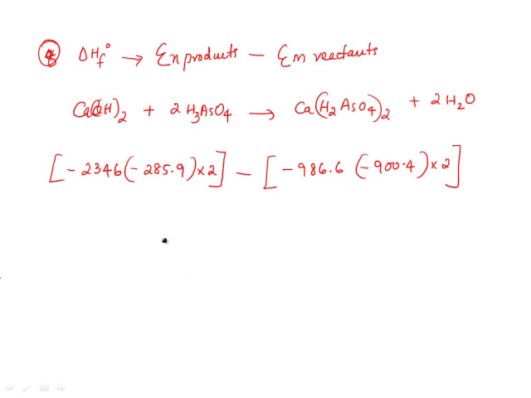When you solve this, you will get negative 130.4, and that is your answer. These are all given in kilojoules, therefore your unit will be kilojoules. That's why I said this is one of the easiest. All you have to keep in mind is products minus reactants, that is the order, not reactants minus products.